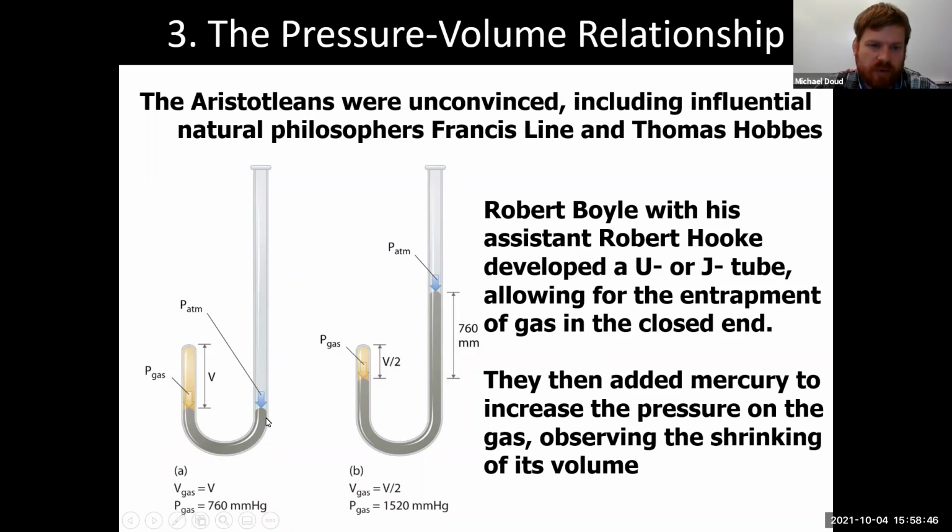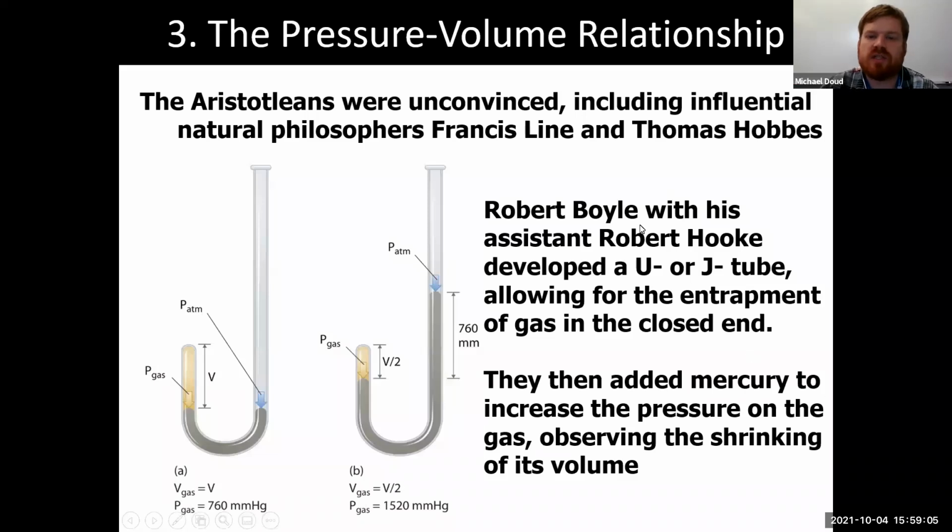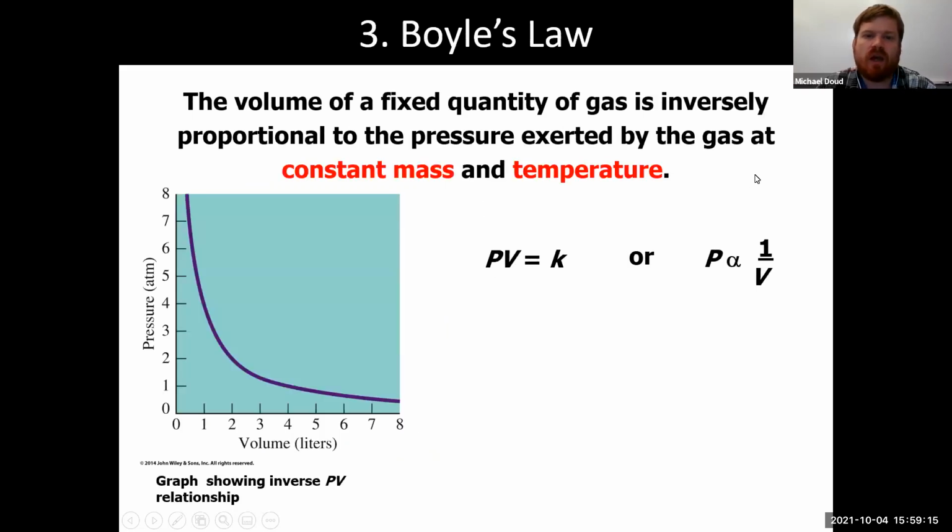So by doubling the pressure, you decrease the volume of the gas by half. And this showed that there was a relationship between the pressure exerted on a gas and the volume of the gas, which brings us to Boyle's law. So this is why Boyle gets the credit for this name, this experiment here. Some credit should go to his assistant, Robert Hooke, a brilliant experimental chemist, physicist, scientist in his own right in England and the Royal Society.